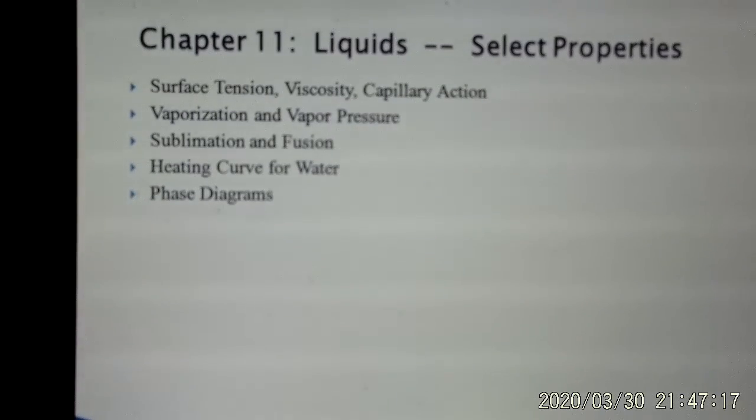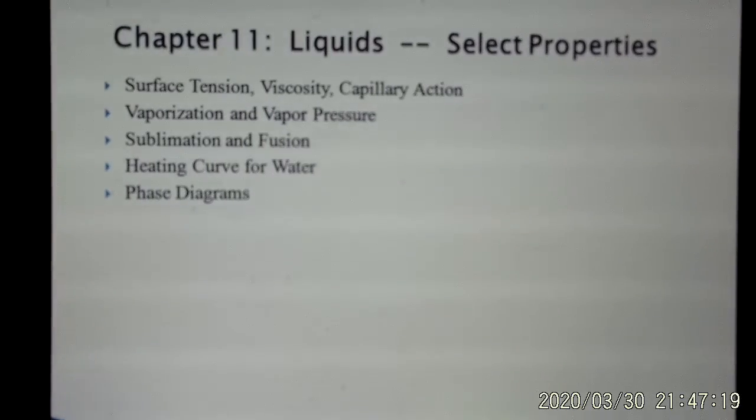Okay, so let's stop here and start the next series of slides where we cover select properties of liquids.